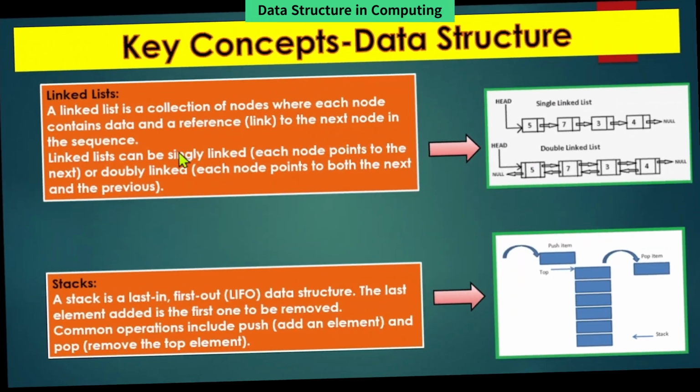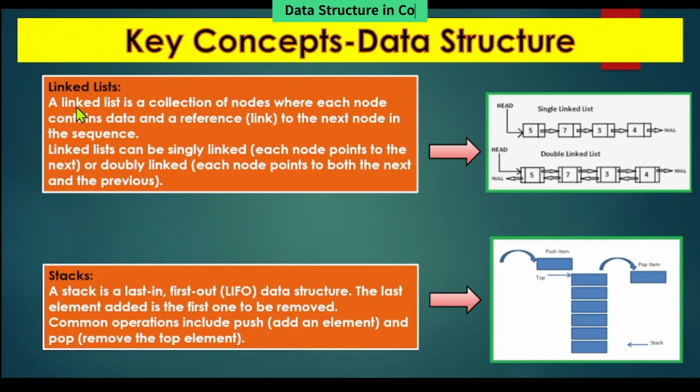Linked lists. A linked list is a collection of nodes where each node contains data and a reference, link, to the next node in the sequence. Linked lists can be singly linked, each node points to the next, or doubly linked, each node points to both the next and the previous.